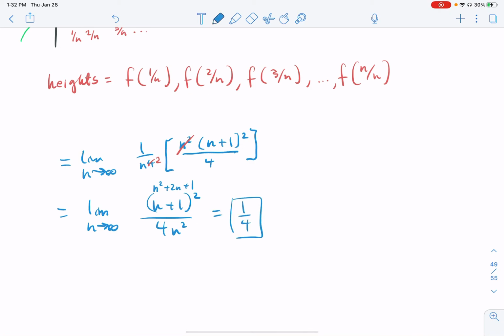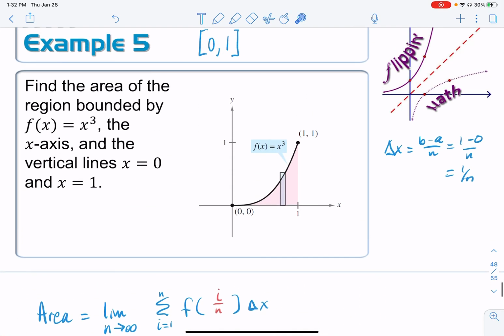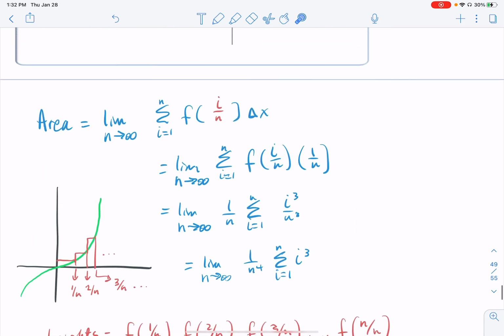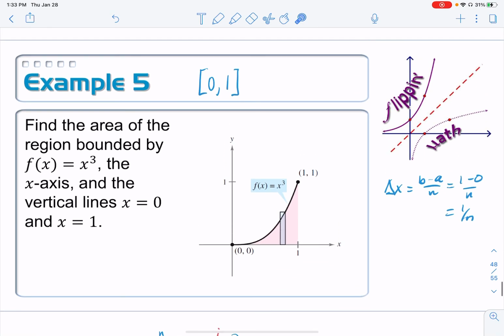What did we just find? We just found that the area underneath f of x equals x cubed from 0 to 1, this area converges to 1/4 as we increase the number of rectangles, get closer and closer to infinity there, which is a fancy way of saying the area underneath the curve here is 1/4.